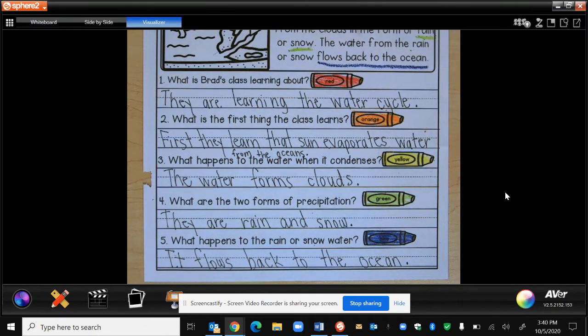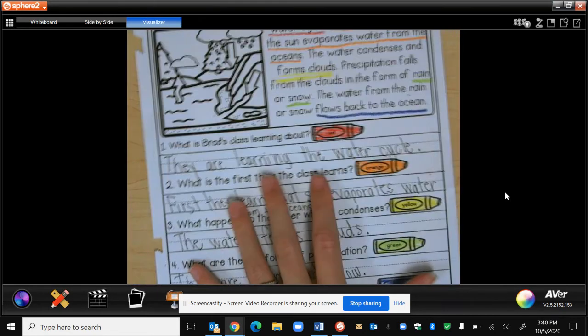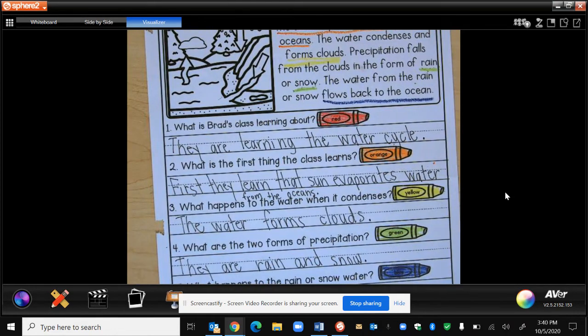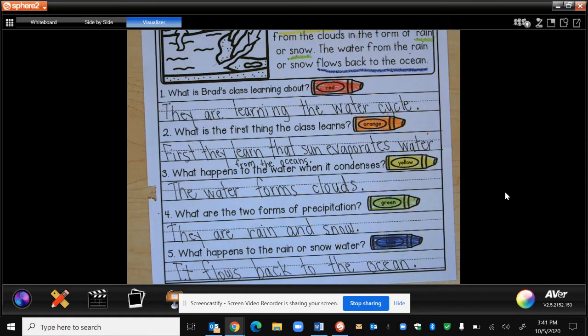And then you're going to, now this is a packet, remember? So you're going to keep this. We're only doing this front page. We will do this next page about the butterfly cycle next week, okay? So we're only doing the water cycle, and then you can put this back in your folder, and we'll come back to it next week. So don't lose it, okay?